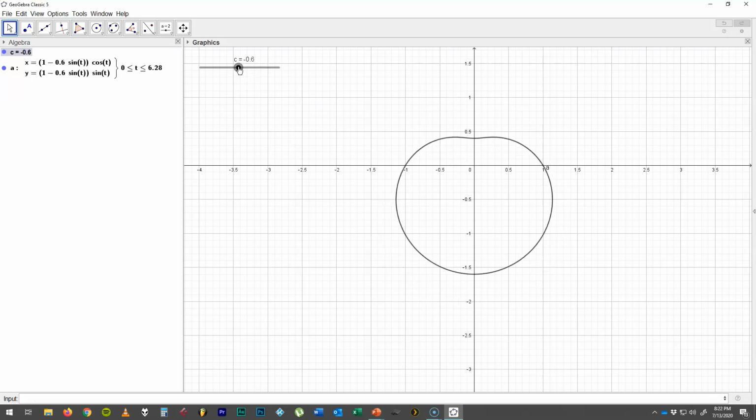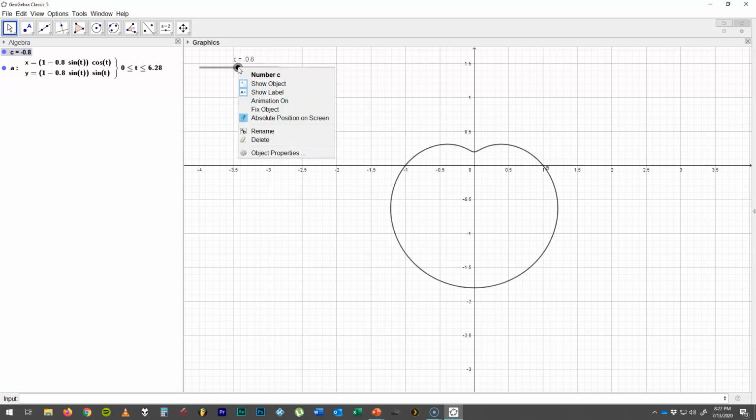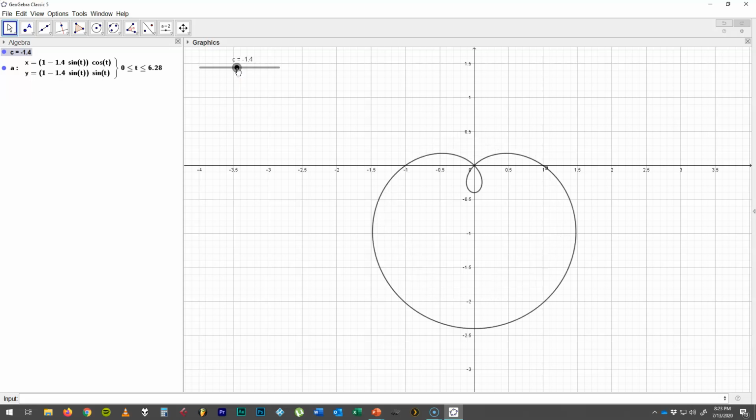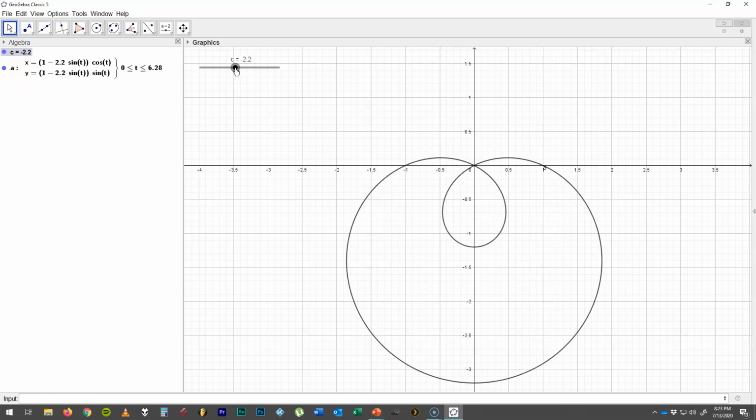See, when c is about -0.6, then we get sort of a dimple there that gets more pronounced as c gets more negative. Here at -1, it's still a cardioid, like it was when c is +1, but now it's oriented in the other direction. And then as c gets more and more negative, it's going to form that inner loop like we saw above.